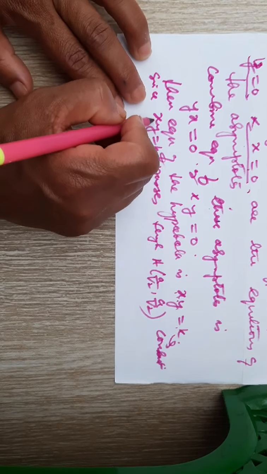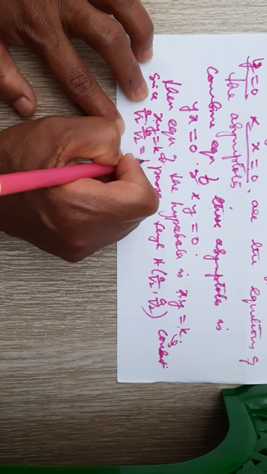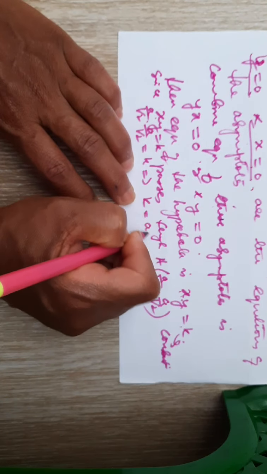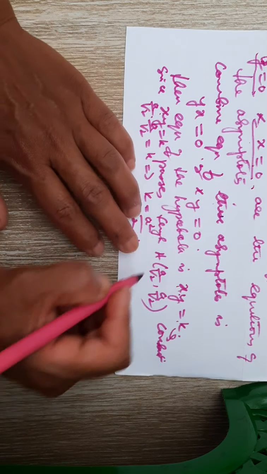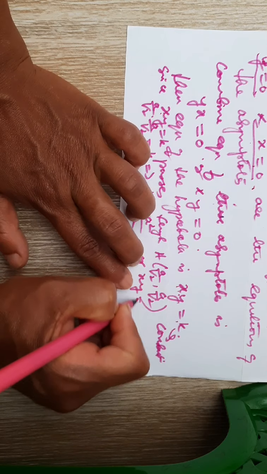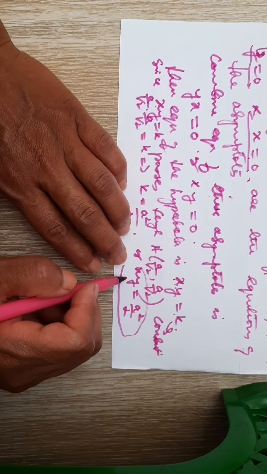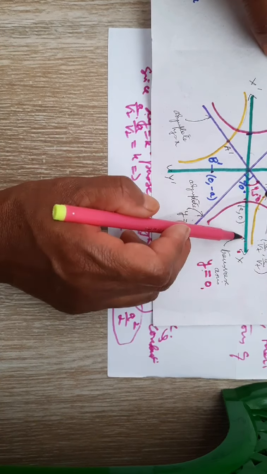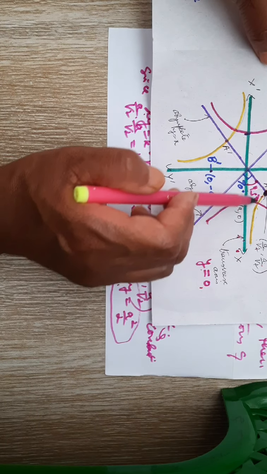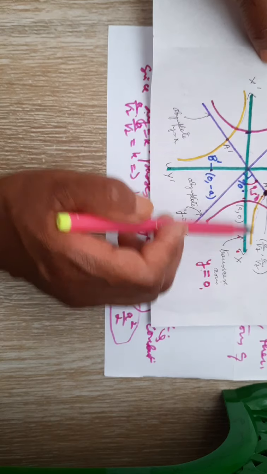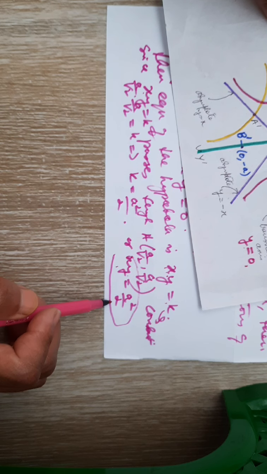You replace x by a by root 2 and y by a by root 2. So a by root 2 into a by root 2 is equal to k, which means k is equal to a square by 2. So the value of k is a square by 2, or we can write xy is equal to a square by 2 as the required equation of the rectangular hyperbola when we refer to the x-axis and the y-axis as the asymptotes of that hyperbola. The figure of that hyperbola will be this one and this, given by the equation xy is equal to a square by 2.